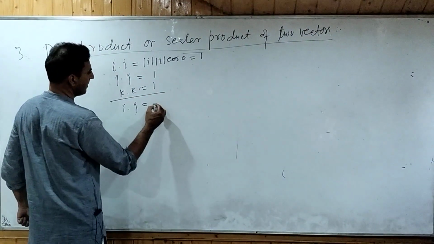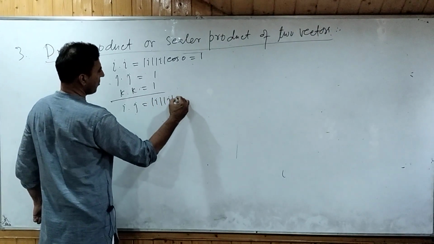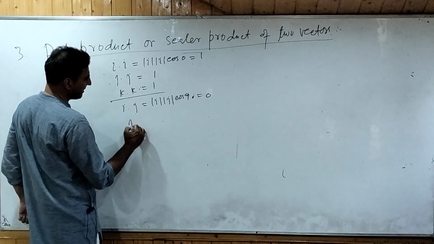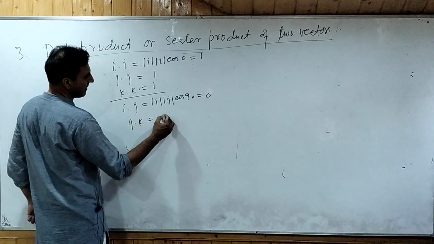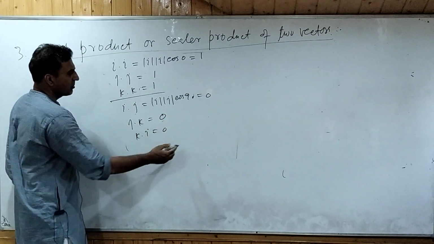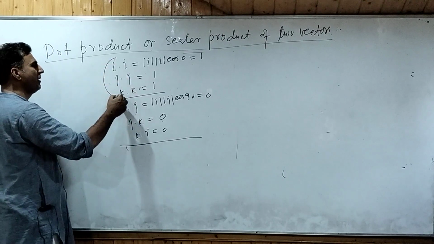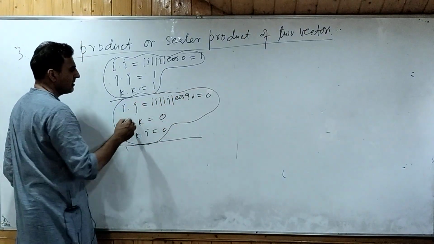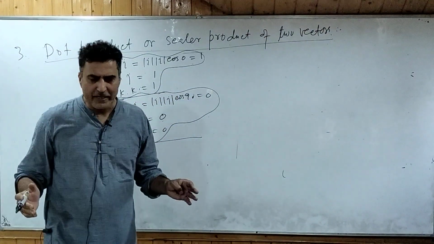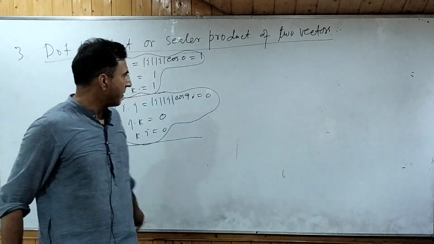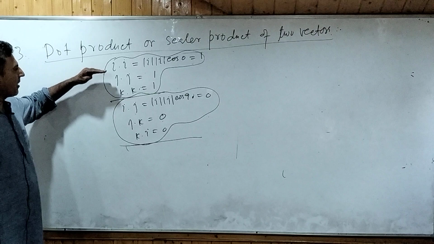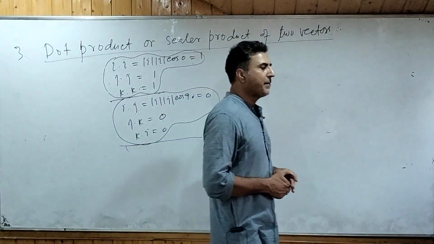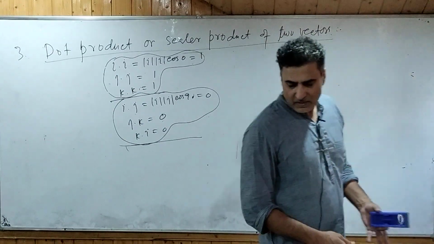So what is I dot J? That's magnitude I, magnitude J, cos of 90, because the angle between I and J is 90, so it is 0. J dot K is again 0 and K dot I is again 0. So here you have to remember: the dot product of same unit vectors is 1, and the dot product of two unit vectors which are perpendicular to each other, normal to each other, is 0. Now with this additional information, let me again find A dot B.